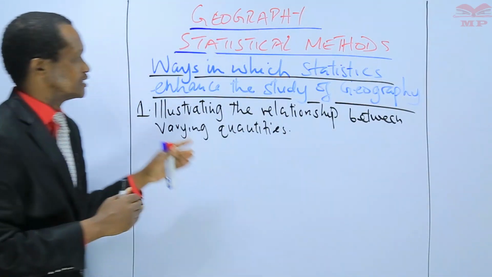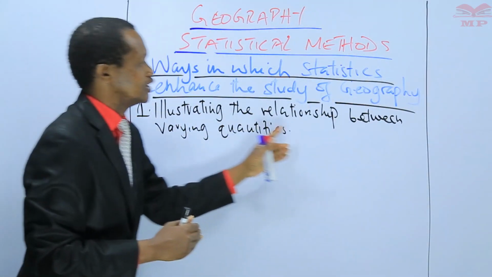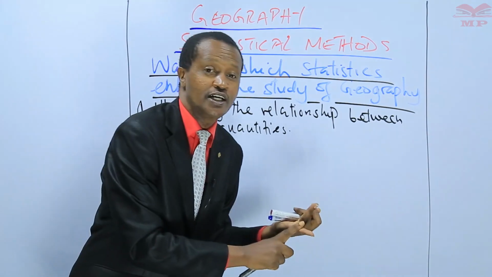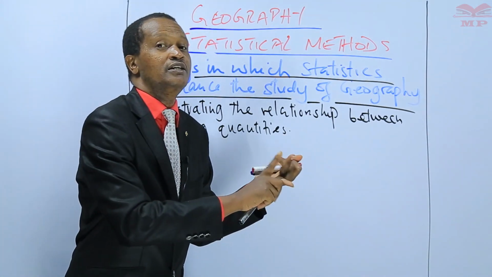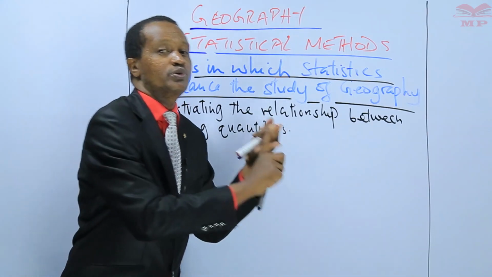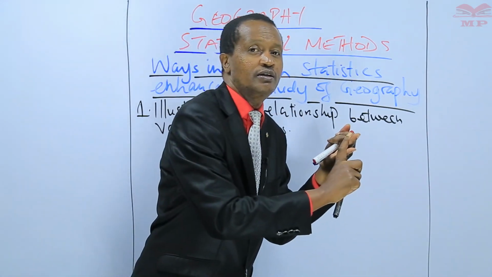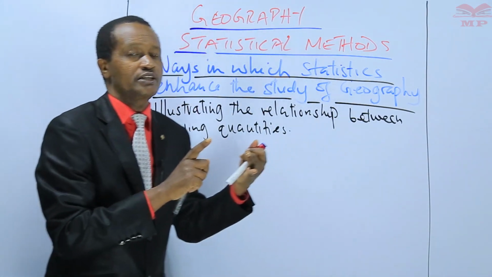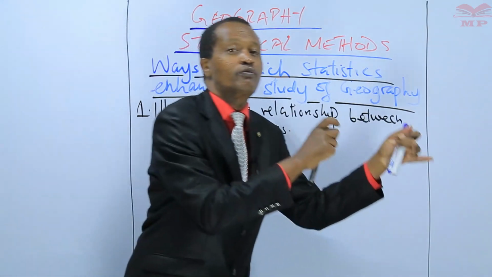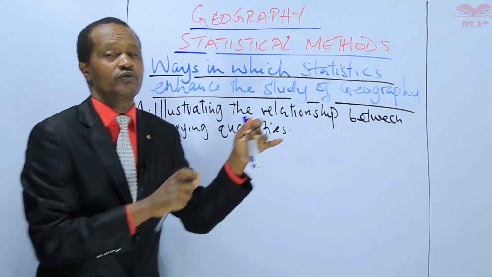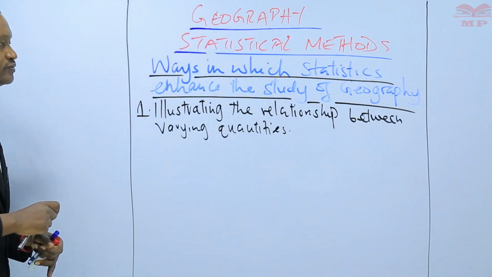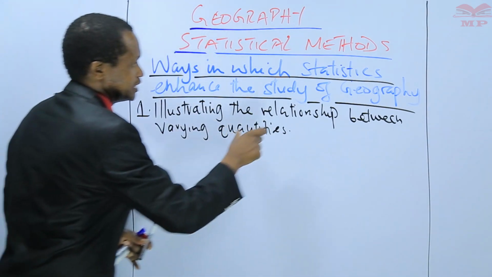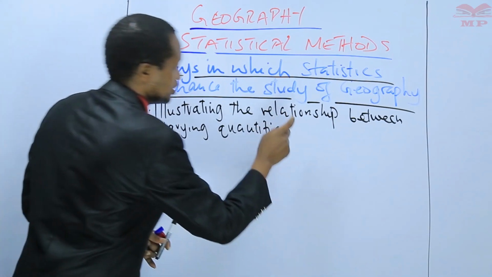Learners, statistics helps in illustrating the relationship between varying quantities. The two quantities in my example are the acreage of land and the quantities to be produced in terms of kilograms, or bags of beans, or bags of maize, or bags of onions, and so on. Statistics helps in illustrating the relationship between varying quantities.